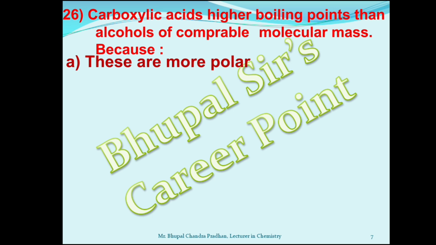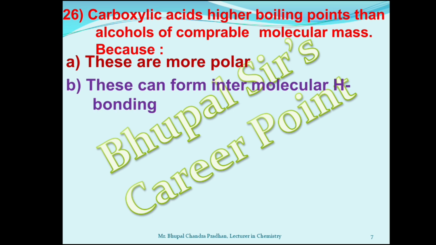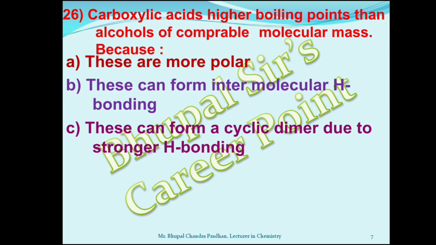Option A, these are more polar. Option B, these can form intermolecular hydrogen bonding. Option C, these can form a cyclic dimer due to stronger hydrogen bonding. Option D, all of these. Students try to give the correct answer.